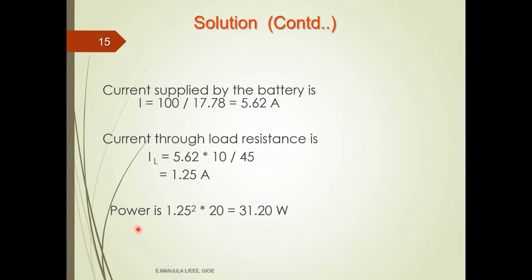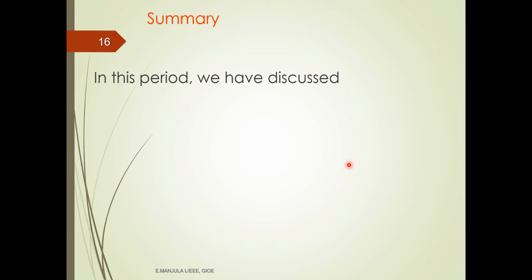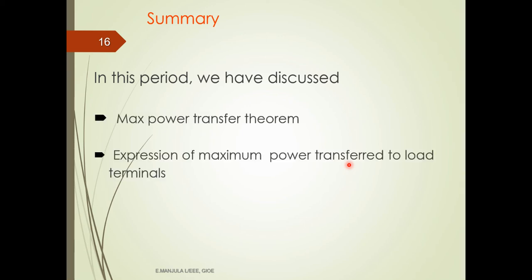Now we have to find the power transferred at maximum power transfer. That is E square by 4RL. You can also calculate it as I square into R. I square is 1.25 whole square, into RL which is 20, which equals 31.20 watts. This is the power transferred. So we have solved one problem on the maximum power transfer theorem.